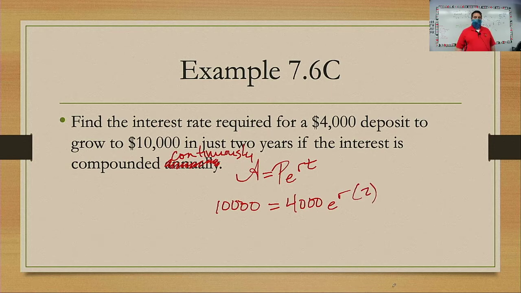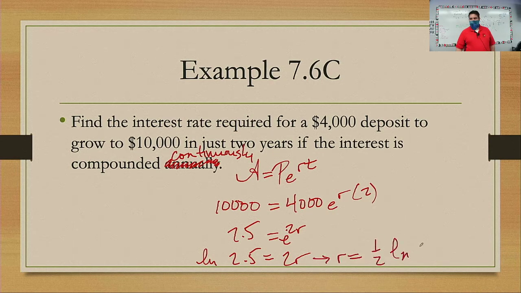So first of all, we divide both sides by 4,000. We get 2.5 is equal to e to the 2r. Take the natural log of both sides. We get the natural log of 2.5 is equal to 2r. Divide both sides by 2. We find that r is equal to half of the natural log of 2.5, which is about 46%.